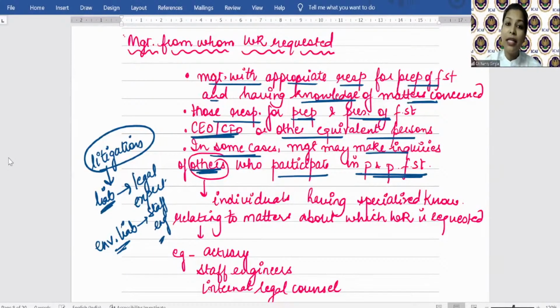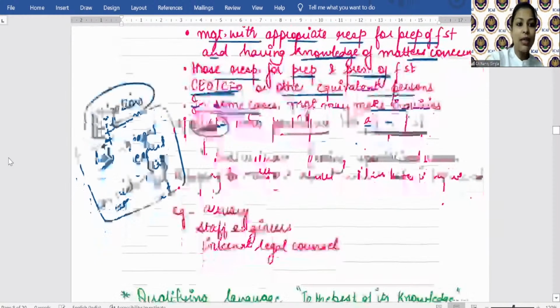Now when the management has taken the services of all these experts in preparing and presenting financial statements, it might be possible that when the management is giving the written representation, they may make inquiries of all those legal experts or staff engineers, which is absolutely fine. They may also mention in their written representation that what we are writing, we have written after asking them. How it is written, I will show you in a practical sample written representation, then you will be able to relate to it. But this much is understood, okay.